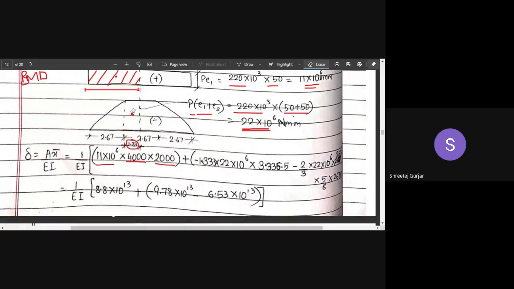Divide it into two shapes, a parabola and a rectangle, and then calculate separately and then add them. But while adding, make sure you have a minus sign for both of them.